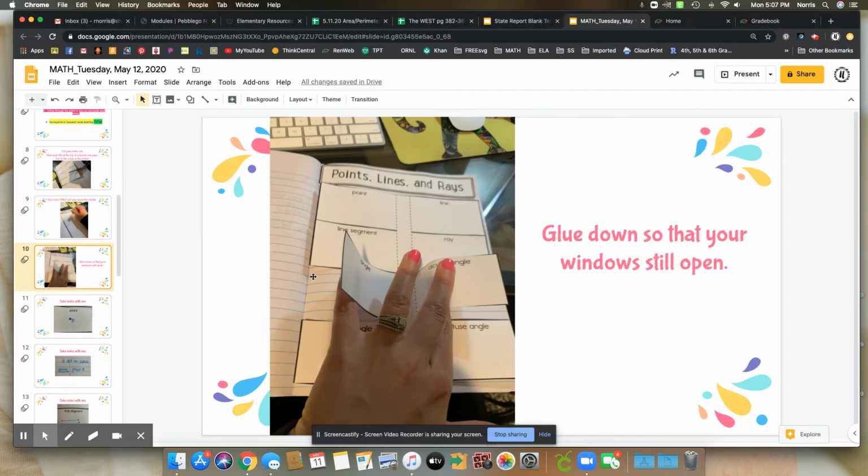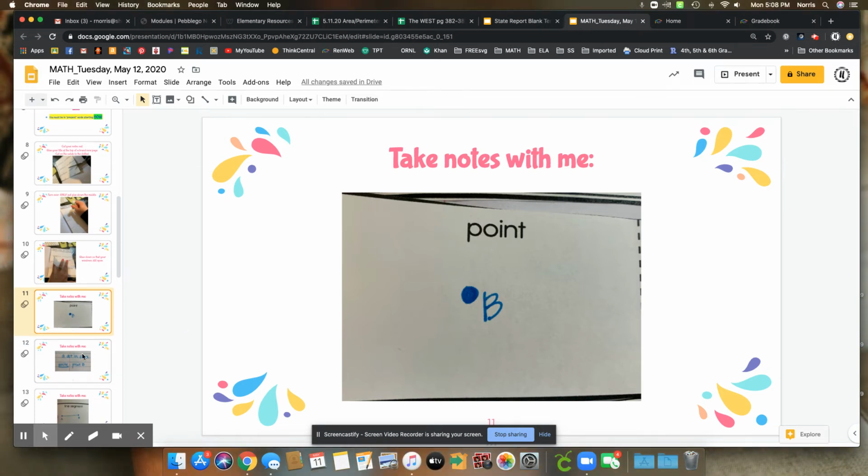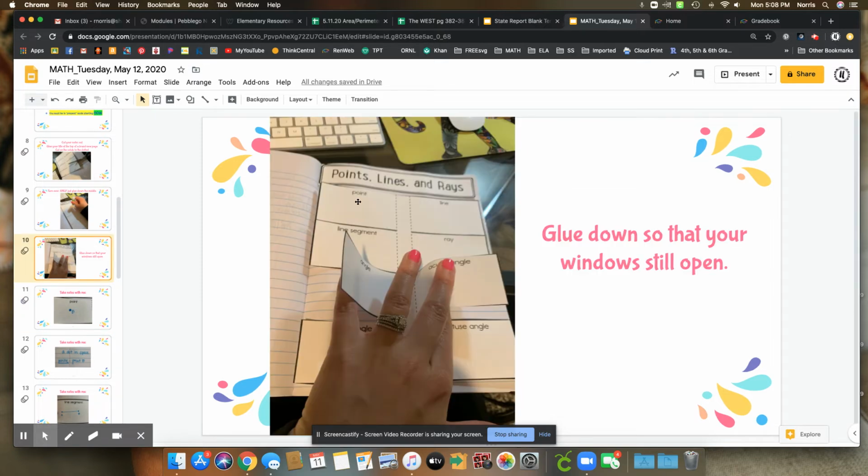So the first vocabulary word that I wanna go over is point, okay? So a point is just really any space, any dot in space, and generally it has a capital letter that accompanies it. I chose B. It can be really any capital letter. So I want you to write your point with the letter B in this space right here, and then flip open like the window to write your notes inside.